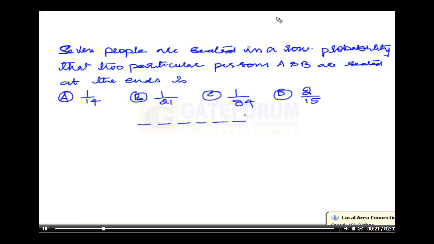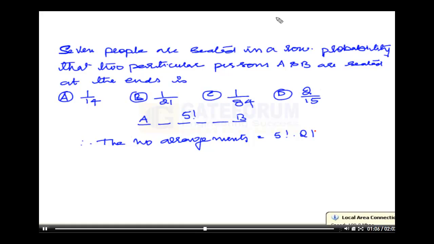So first we have to fix particular persons at the end, like here A and B, and the remaining 5 people can be arranged in between in 5 factorial ways. But A and B themselves can be arranged again in 2 factorial ways. That means A first and B at the end, or B first and A at the end. Therefore, the number of arrangements is equivalent to 5 factorial into 2 factorial.